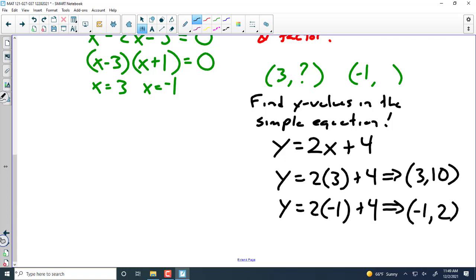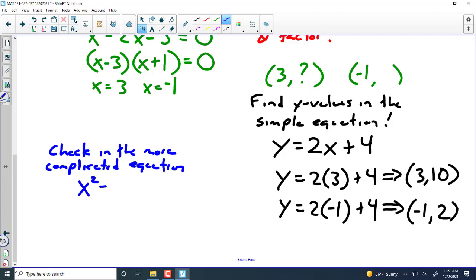After I find my y values, what do I do? Plug them in for the correct x value, or put them in the correct spot for the x value. Good, and the y value, right? Yeah. So here's what I'm going to do. Now, check in the more complicated equation. Once you find your answers with the more simple equation, you check them in the more complicated equation.